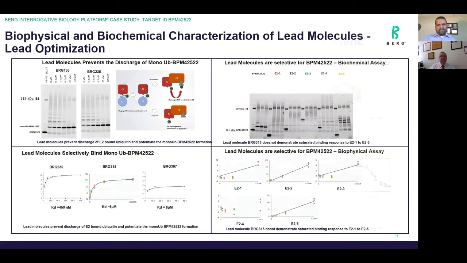So, I'm just quickly going to skip through the slides. Basically, confirmation of biochemistry on the left, we are able to show that these molecules have effects biochemically. They are selective for a particular E2 called BPM42522. When we ran this across a panel of other E2s, we didn't see much cross-reactivity. They are strong binders, as you can see on the left corner, whereas they had no binding to the other E2s. So there is some selectivity, specificity. There is also on-target biochemical and biophysical activity that we could confirm for some of these leads that we developed.